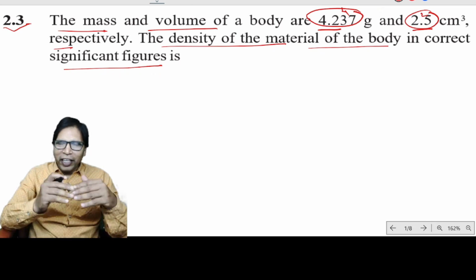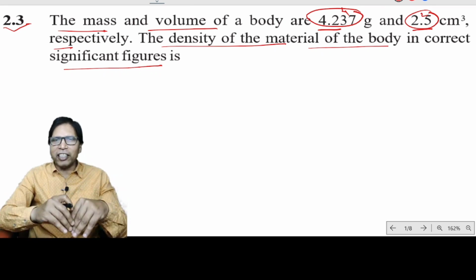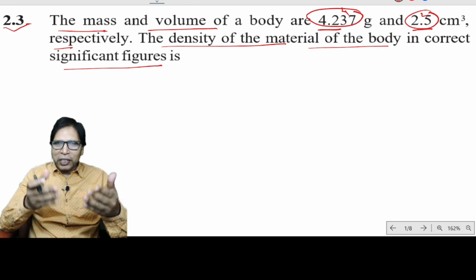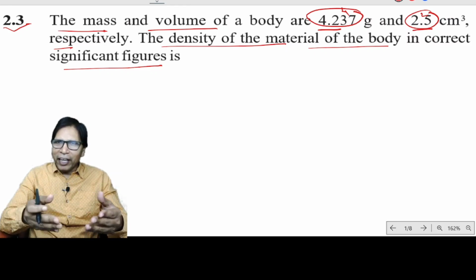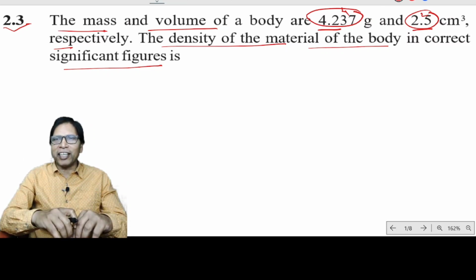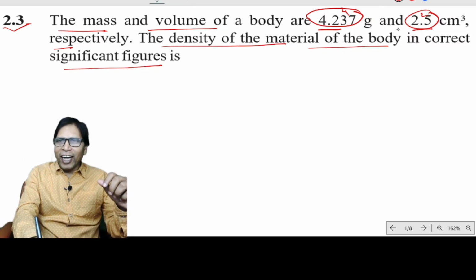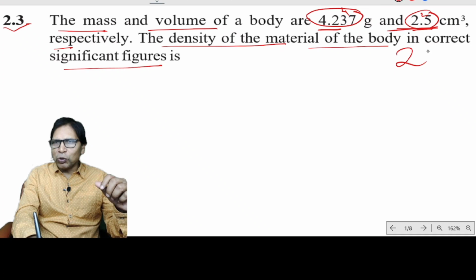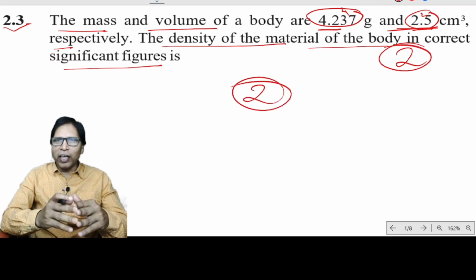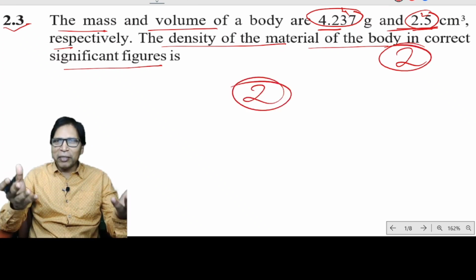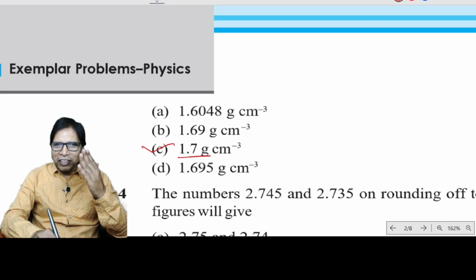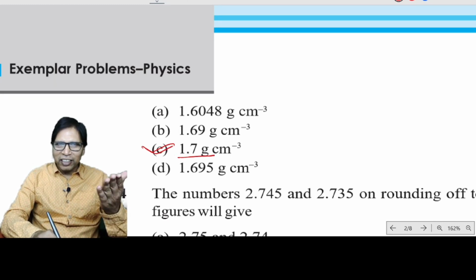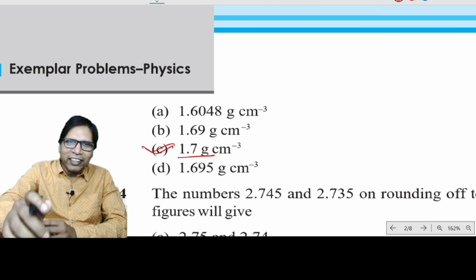Okay. So in division and multiplication, the number of significant figures of the result is equal to that of the number having the least significant figures. So look at this, here the least is 2. So the result also has 2 significant figures. Now look at this, option C has 2 significant figures. So C is correct.